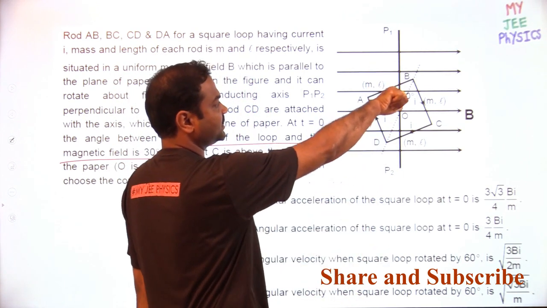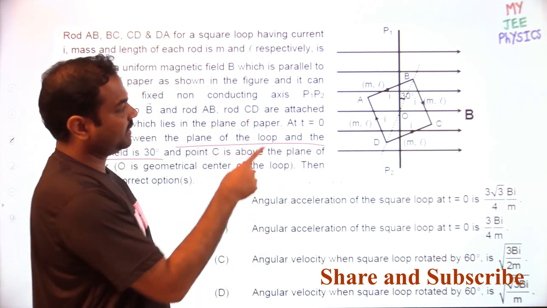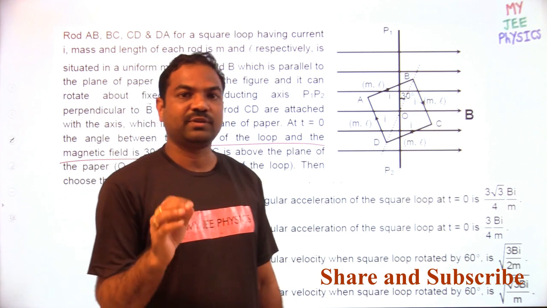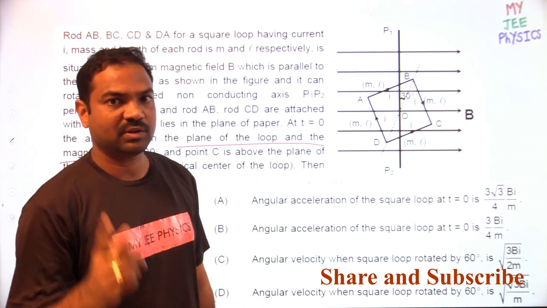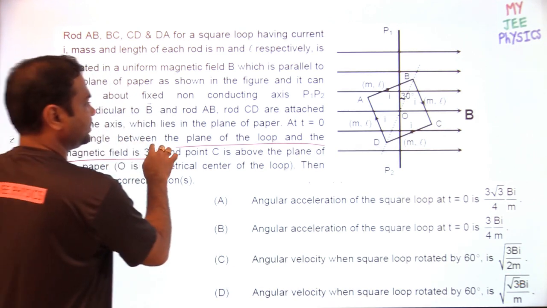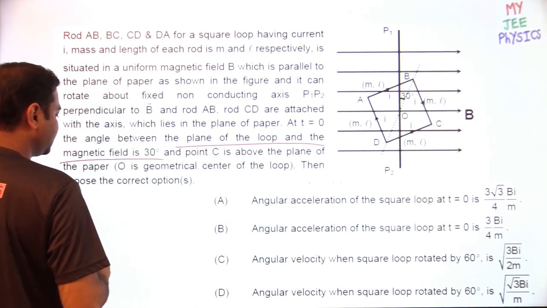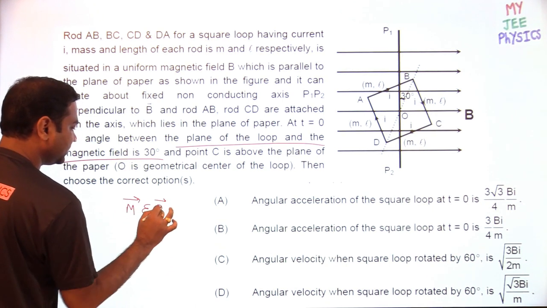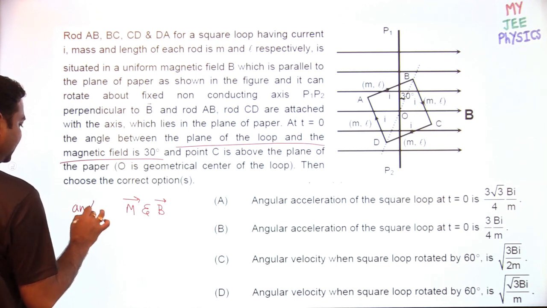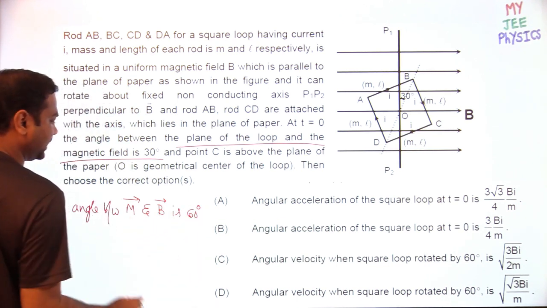Or else you can use the right hand rule: if you curl your fingers, the thumb will give the direction of the magnetic moment. In this type of question it is very tough to imagine, so always go with the area vector perpendicular to the plane of the loop. With the plane of the loop, the magnetic field is making an angle of 30. That means the angle between M bar and B bar is 60 degree initially at time t equal to 0.